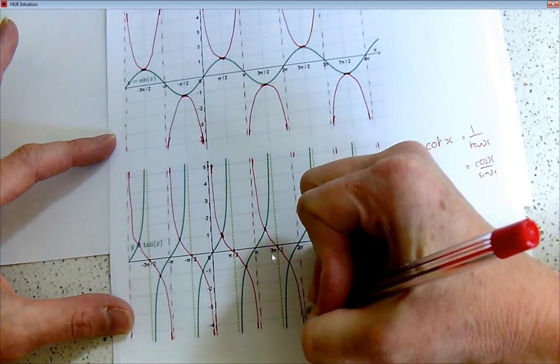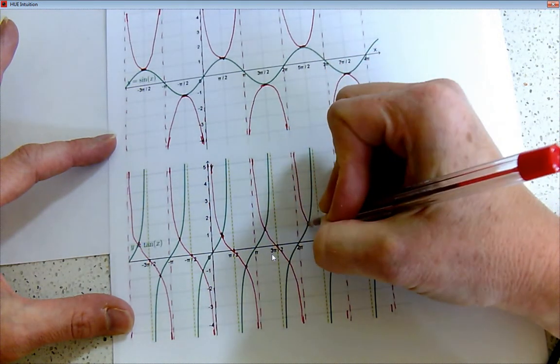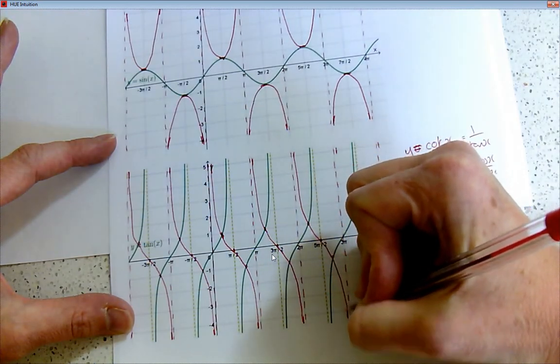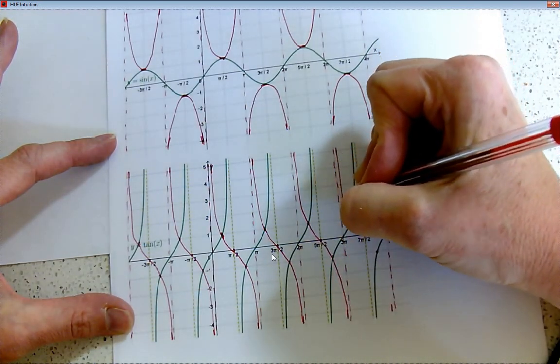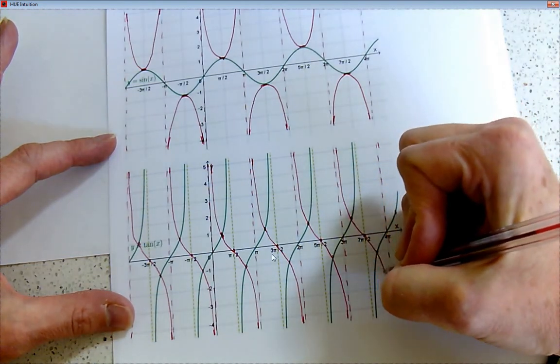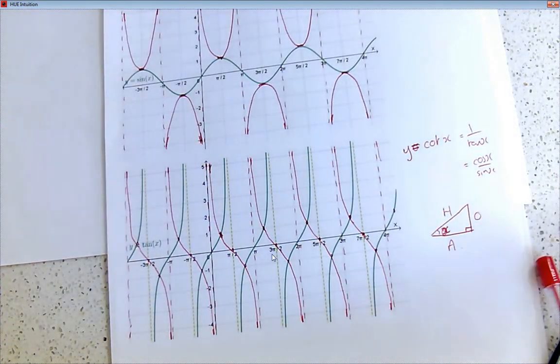So this one is a bit busy to look at when you can see the tan graph as well, but the cot graph is the red graph, which is a bit like a kind of back to front tan graph. Okay, right.